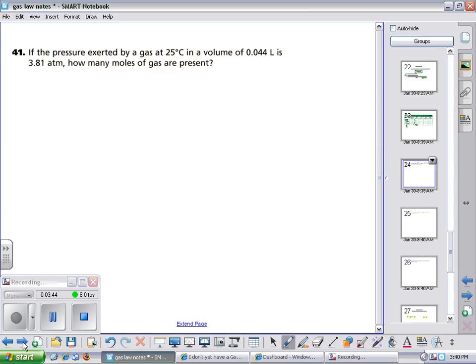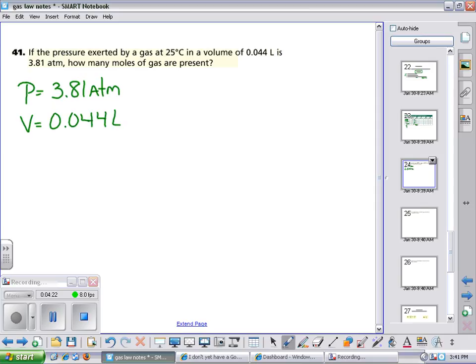Okay, so for here, our first problem, we have: if the pressure exerted by a gas at 25 degrees Celsius in a volume of 0.044 liters is 3.81 atmospheres, how many moles of gas are present? So we have a pressure, it's 3.81 atmospheres. It's not changing. That's why it's an ideal situation. Nowhere in this problem does it say it's changing. The volume is 0.044 liters.